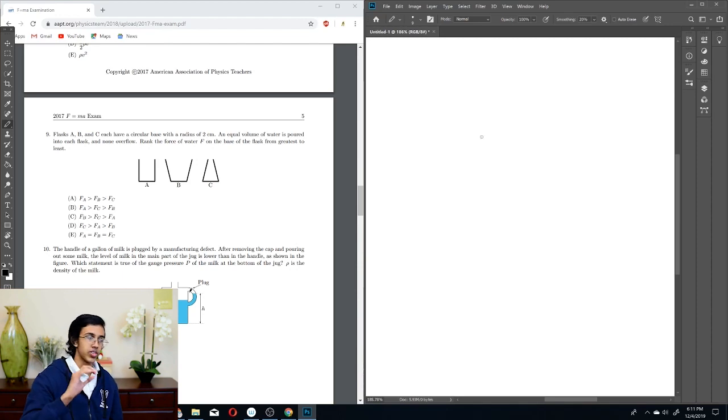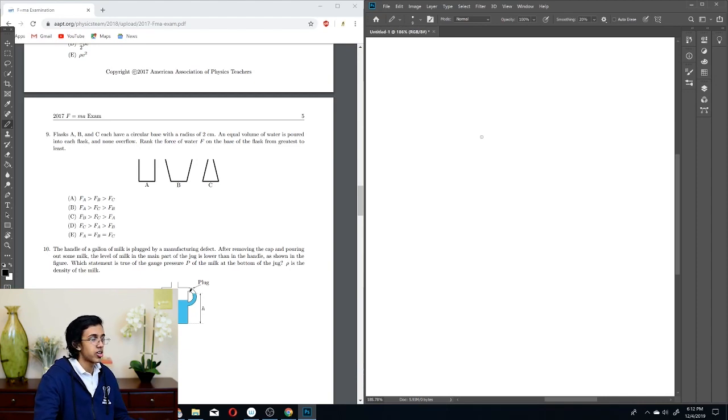Alright, so a handle of gallon milk is plugged by a manufacturing defect. After removing the cap and pouring out some milk, the level of milk in the main part of the jug is lower than in the handle, as shown in the figure. Which of the statements is true of the gauge pressure P of the milk at the bottom of the jug?